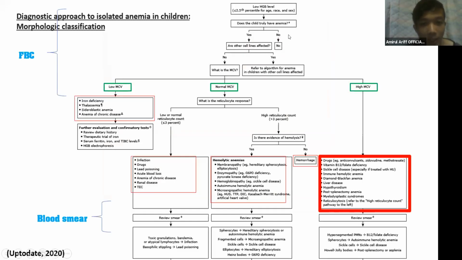Okay, just now we talked about low MCV. You check the FBC, low MCV, so it may be due to IDA or thalassemia, and you differentiate between those two. On the other hand, if the MCV is high, these are the possible causes. But I will only focus on vitamin B12 and folate deficiency anemia, so we touch a bit on that.